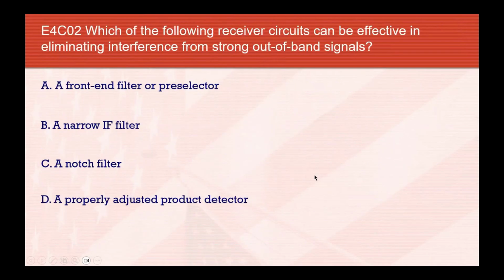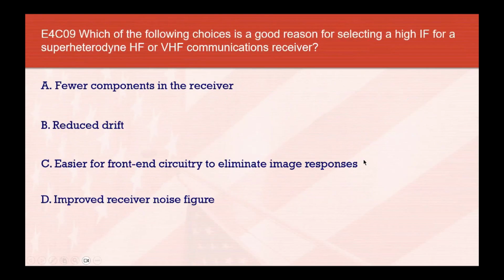Which of the following receiver circuits can be effective in eliminating interference from strong out-of-band signals? If we can filter it before it gets there, with a filter at the beginning or a preselector to select what we want, we can do that with a front-end filter or a preselector. Which of the following choices is a good reason for selecting a high IF frequency for a superhet radio, VHF or UHF? If the IF frequency is high, it helps to eliminate the image responses.